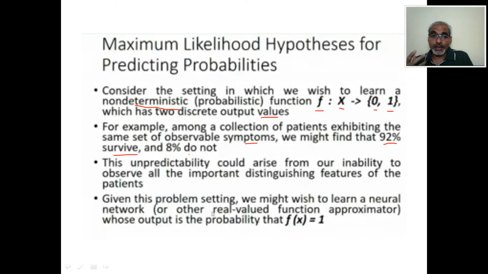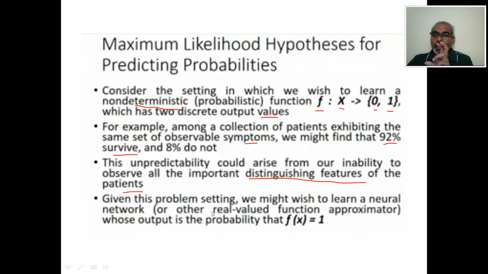So everything is uncertain. Now this unpredictability could arise from our inability to observe all the important distinguishable features of a patient. Why this uncertainty comes is that even though you have some parameters and you take their values, as human beings it is very difficult for us to look into all of the features, or to understand or differentiate some of them.